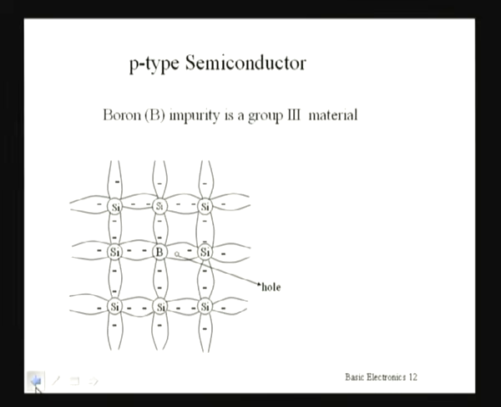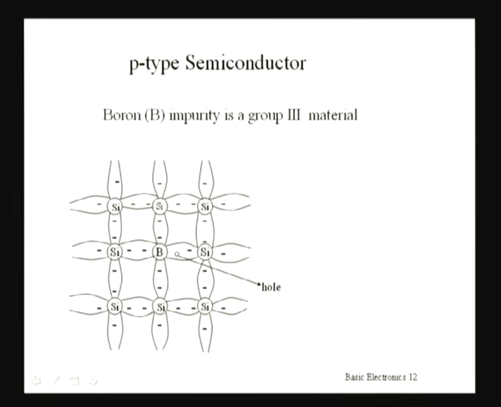Now let us add boron impurity, which is a group 3 material having 3 electrons in the outermost orbit, to a silicon semiconductor. Now this boron has 3 electrons in the outermost orbit, so it will be completing its covalent bond with a neighboring silicon atom by sharing these 2 electrons, as is seen here.